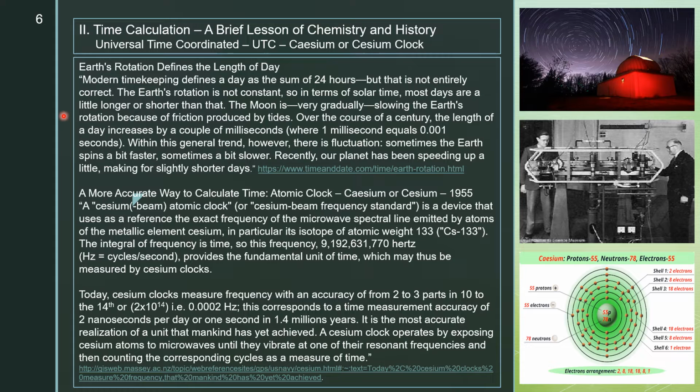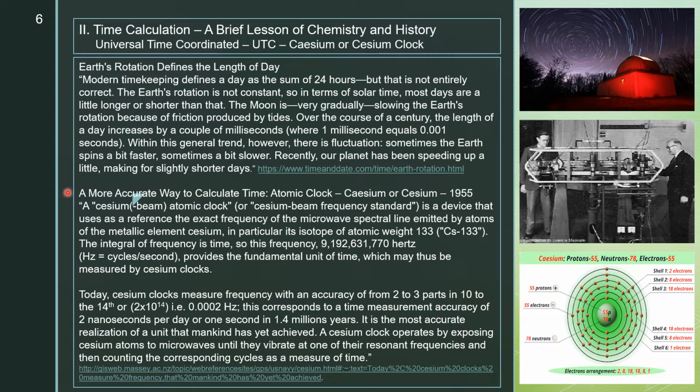Over the course of a century, the length of a day increases by a couple of milliseconds, where 1 millisecond equals 0.001 seconds. Within this general trend, however, there is fluctuation. Sometimes the Earth spins a bit faster, sometimes a bit slower. Recently, according to this research, our planet has been speeding up a little, making for slightly shorter days.